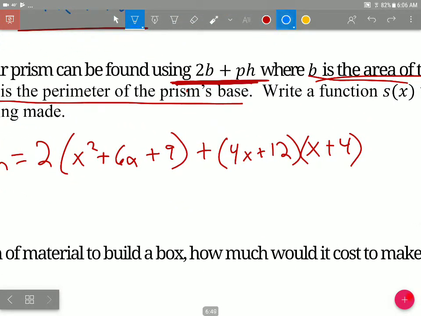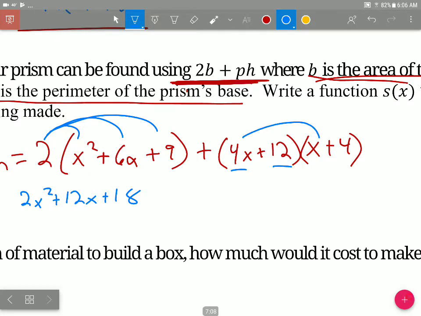To clean it up, you've got to multiply everything out and then bring everything back. So start multiplying. 2 times x squared is 2x squared. 2 times 6x is 12x. 2 times 9 is 18. All right, let's go to the next one. We have to distribute both of those. So 4x times x is 4x squared. 4x times 4 is 16x. Then do the 12. 12 times x is 12x. 12 times 4 is 48. And then we'll combine all our terms and be done.